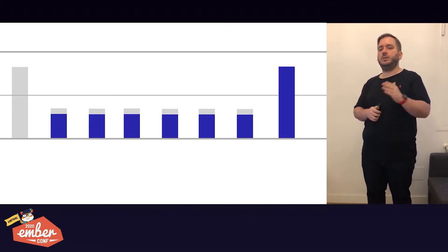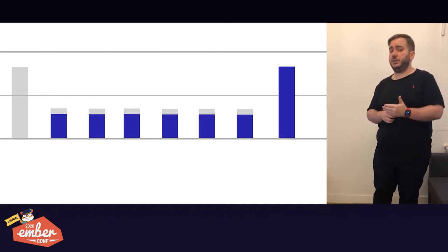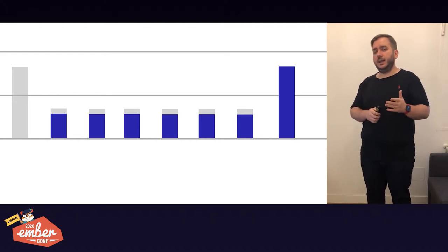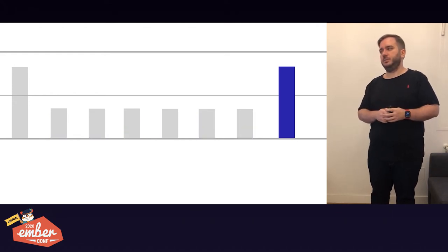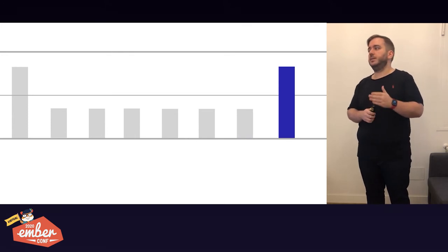In this scenario, all the requests are leaking almost 90% of the memory. The ideal situation would be something like this. We see all the requests gray.